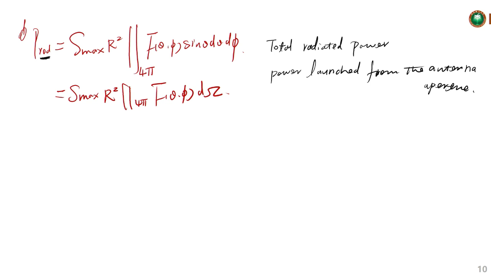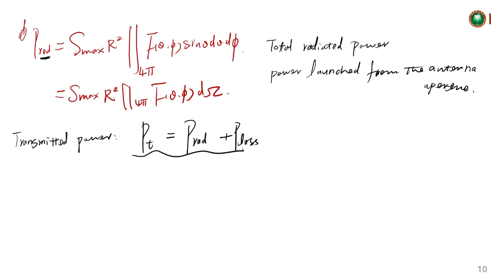So some of you may want to know, then, we have another kind of parameter that is called transmitted power. We usually put it like this: the transmitted power equals the radiated power plus power loss. They have some kind of relationship.